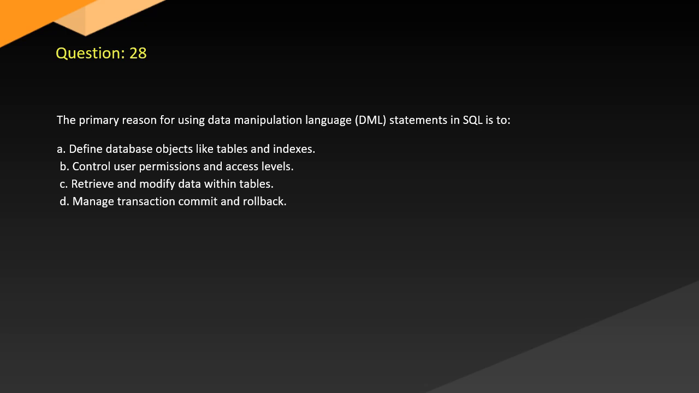Question 28. The primary reason for using data manipulation language (DML) statements in SQL is to: A. Define database objects like tables and indexes. B. Control user permissions and access levels. C. Retrieve and modify data within tables. D. Manage transaction commit and rollback.